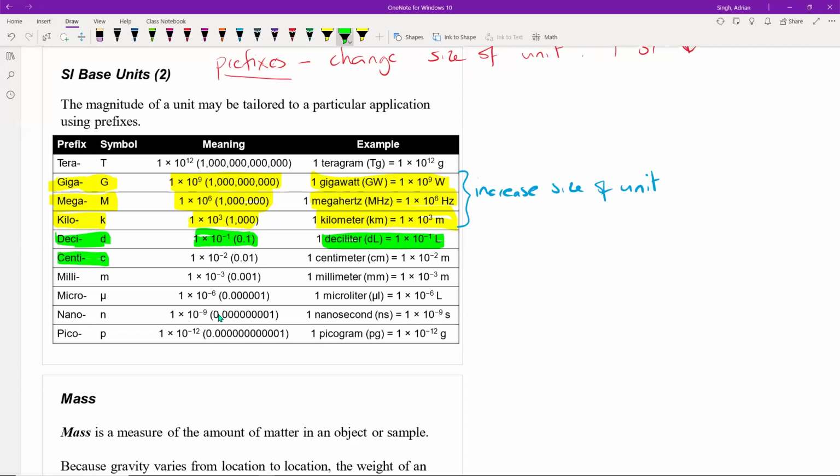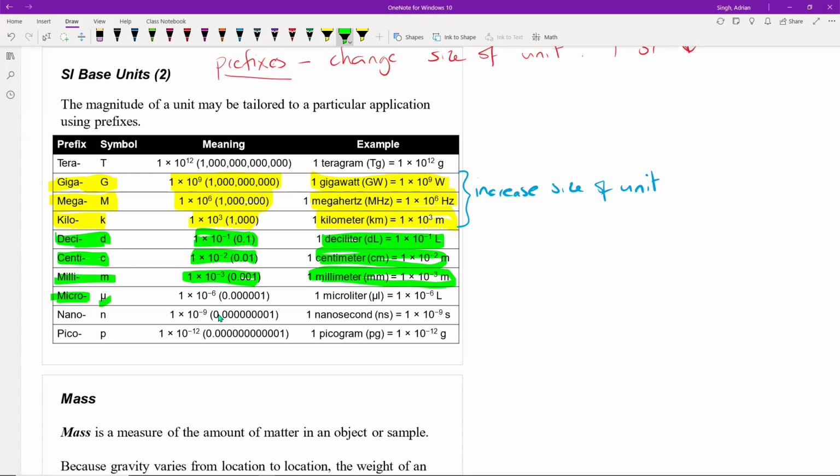Centi, 1/100th of something, or 10 to the -2 of something. So a centimeter, 1/100th of a meter. Milli means 1,000th of something. So a millimeter would mean 1/1000th of a meter.